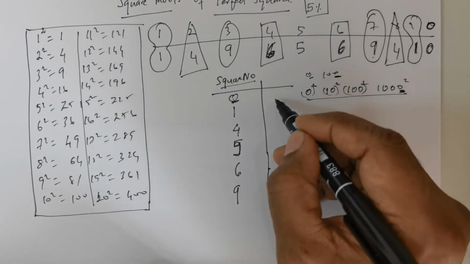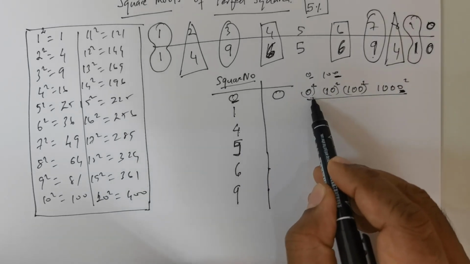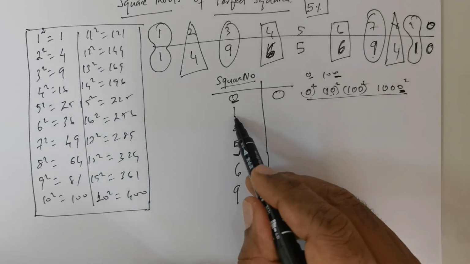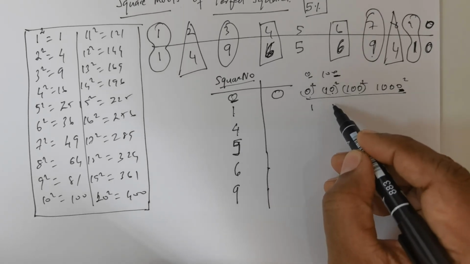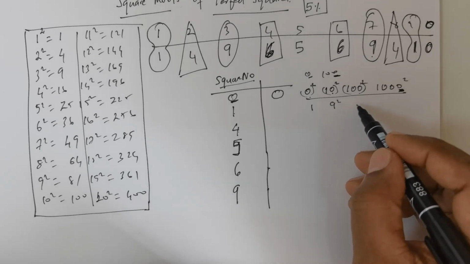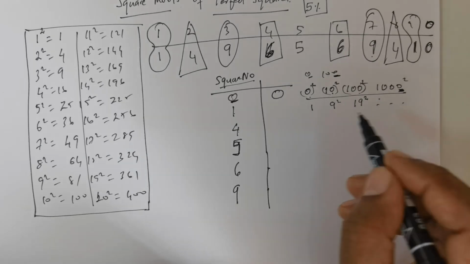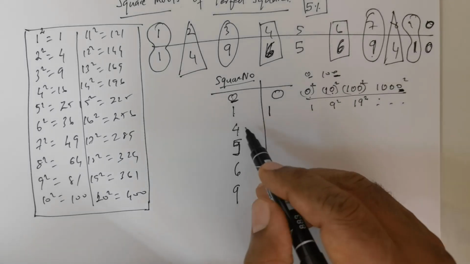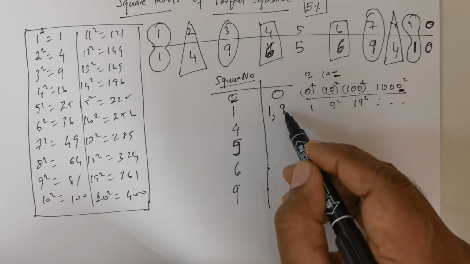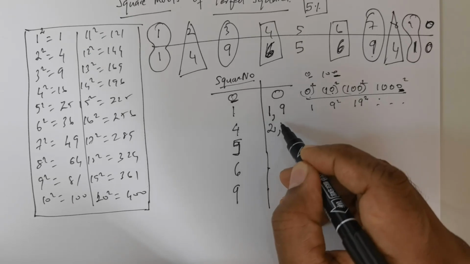So 0 will be produced only by a number that has 0 in its unit place. Now when will 1 be produced? 1 squared is 1, and 9 squared also produces 1 because 9 squared is 81, and 19 squared will also produce the same thing, and so on and so forth. So this 1 is produced either by a number ending with 1 or a number ending with 9. Similarly, 4 will be produced by 2 or by 8 because 8 squared is 64.